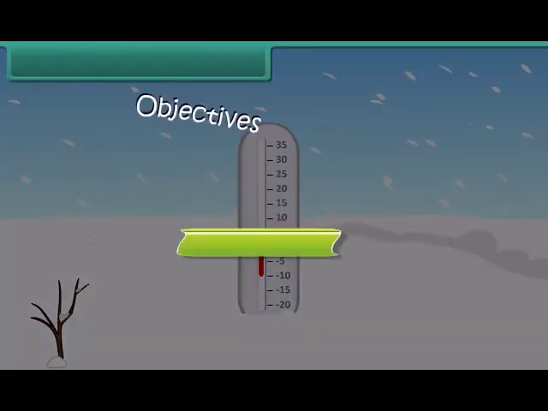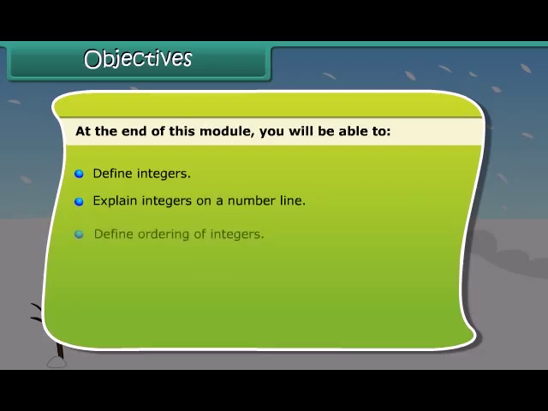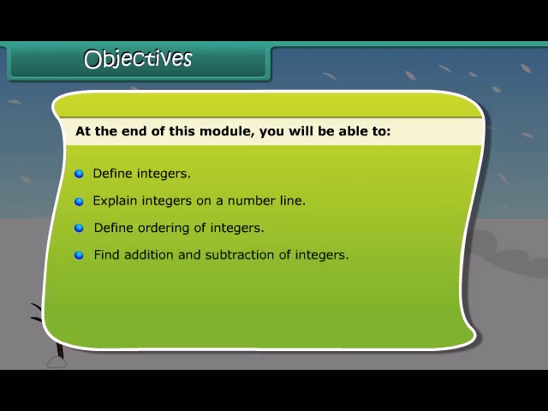Objectives. At the end of this lesson, you will be able to define integers, explain integers on a number line, define ordering of integers, find addition and subtraction of integers, and define addition and subtraction of integers on a number line.